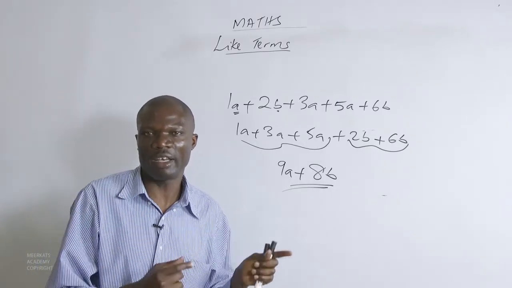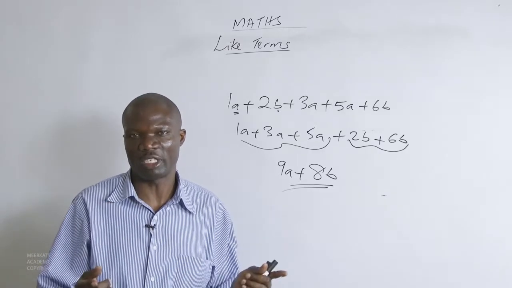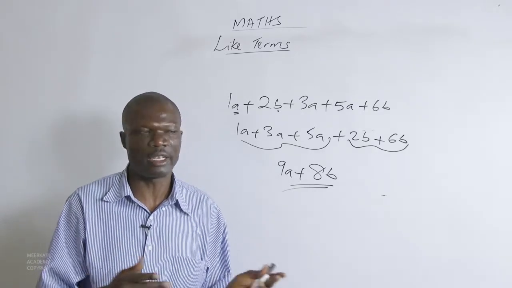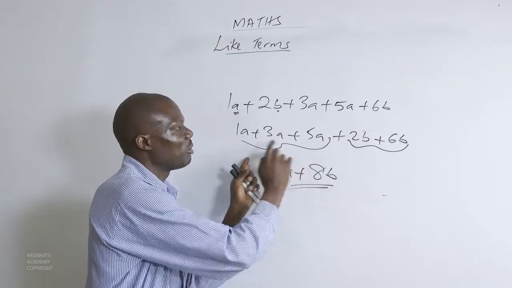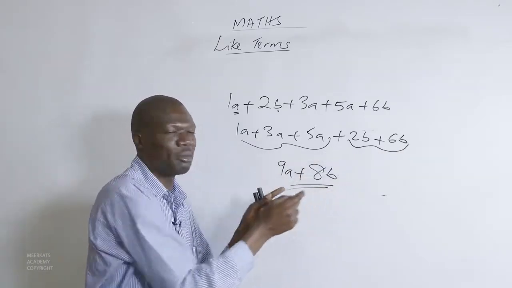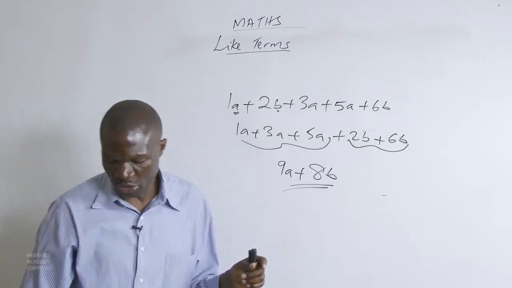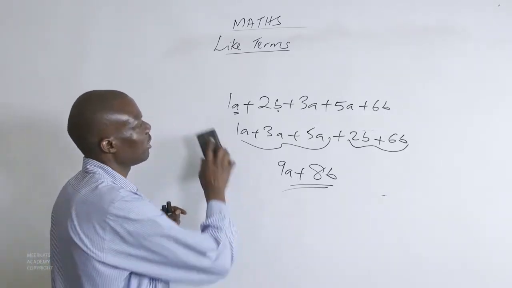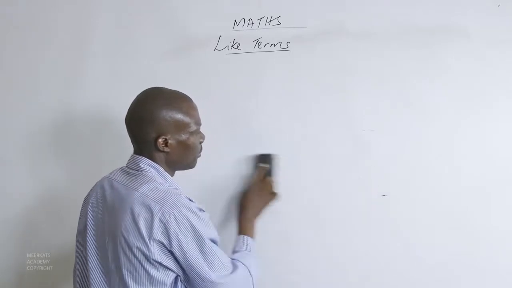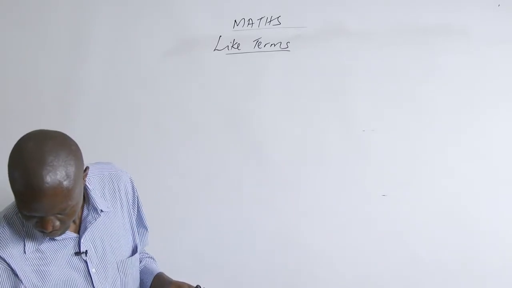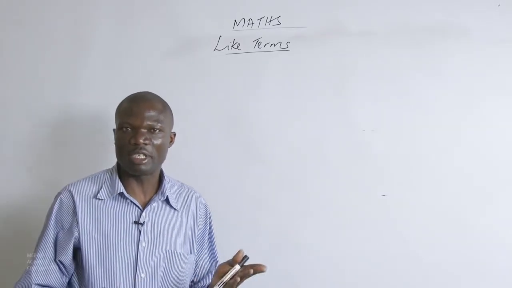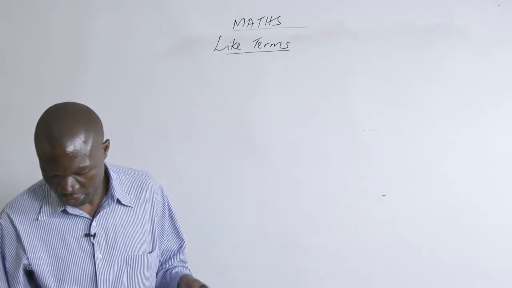But A and A can be added and can be subtracted. B and B can also be added and subtracted. So that's why when we simplify this expression, we shall stop at this point. We cannot simplify this further. So when we talk of like terms in general, like terms in general are as follows.